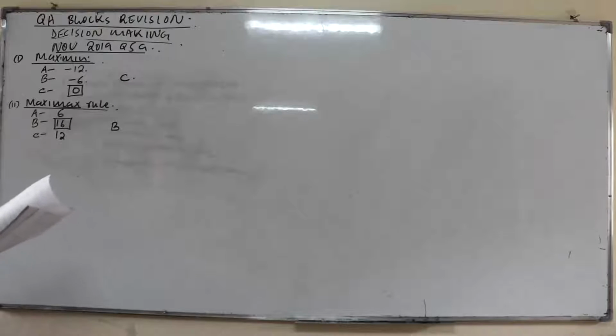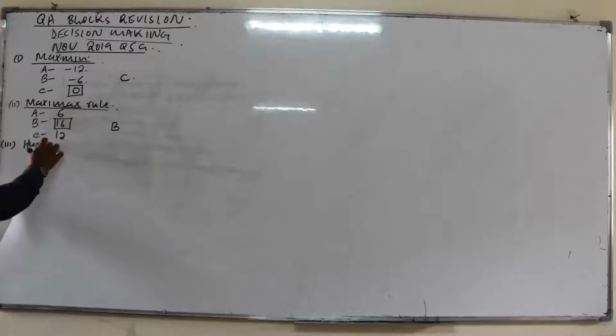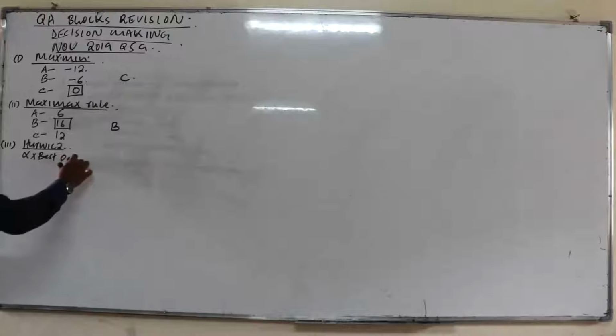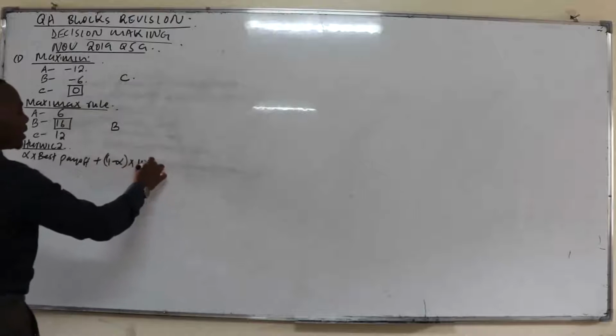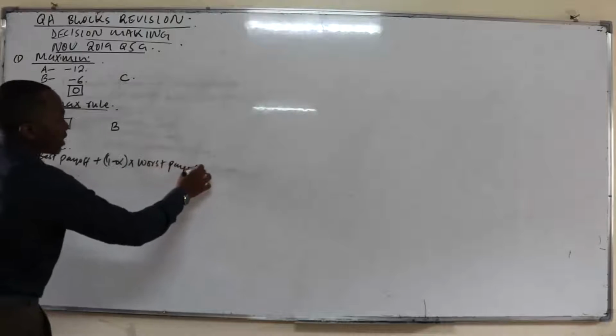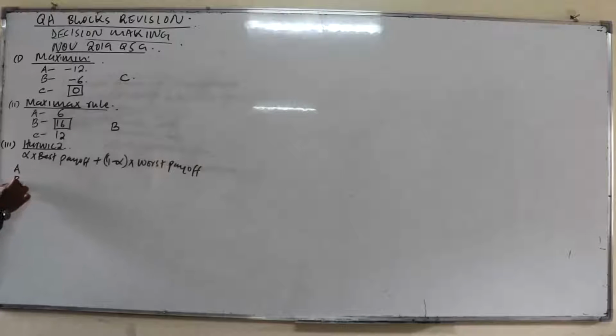Number 3, you are to use the Hurwicz criterion, assuming the degree of optimism is 0.6. So number 3, we use the Hurwicz. And we say that under Hurwicz, you take alpha times the best payoff, you add 1 minus alpha multiplied by the worst payoff. That's the formula. So for A, B, C, alpha in this case is the coefficient of optimism, and you're given the coefficient of optimism as 0.6. Then you multiply by the best payoff.